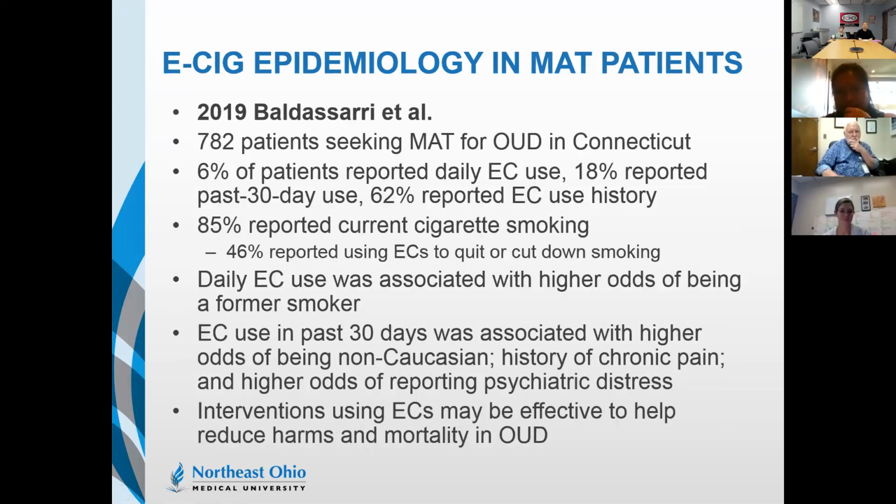And then the other article is the 2019 Baldessari paper, and this was also East Coast, so this was Connecticut, in a center that was associated with Yale. And there were 782 patients that were entering treatment for opiate use disorder. So I don't think they gave the exact numbers, but some of them were going to get methadone and some of them were going to get buprenorphine. And of the folks that they surveyed there, 6% of them were already daily e-cigarette users.